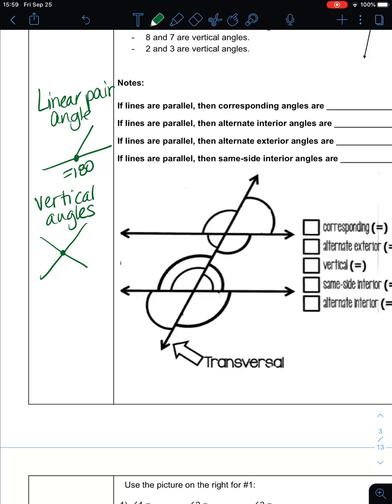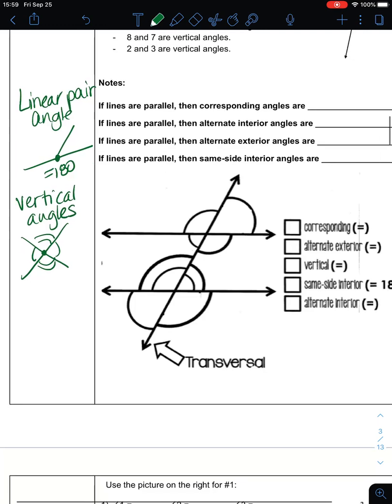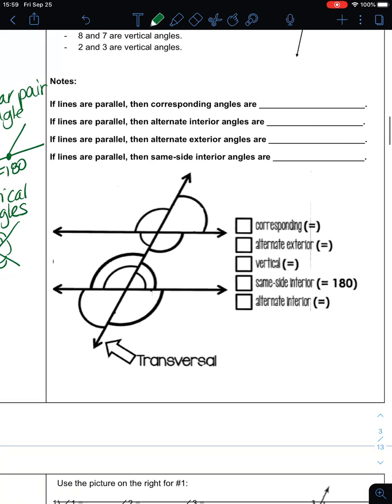And then we talked about vertical angles. They also share a vertex. They are formed by opposite rays, and we know that vertical angles are always congruent. So both of those angle pairs are congruent to each other. So those are important for the work we're going to be doing today.